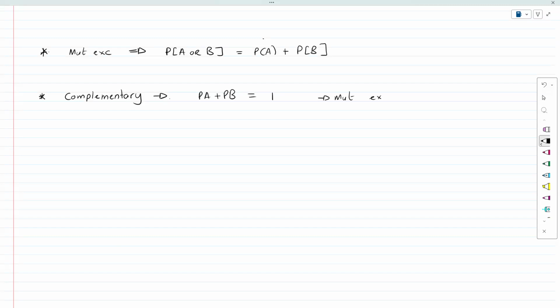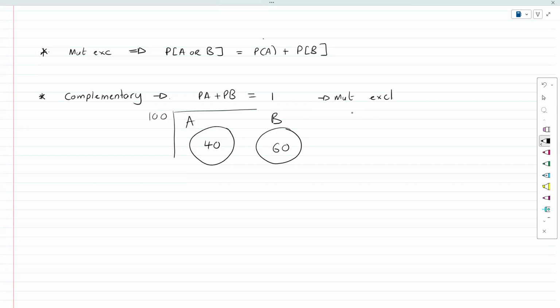Okay? Now, let's try that again. Let's draw our circle. My circle is not circular, but guys, deal with it. A and B. Let's make this 40. Let's make this 60. And let's make the total 100. Complementary means that this A and B together will be 100% no matter what. There is no other part. There's no part here that states no one is allowed to join.